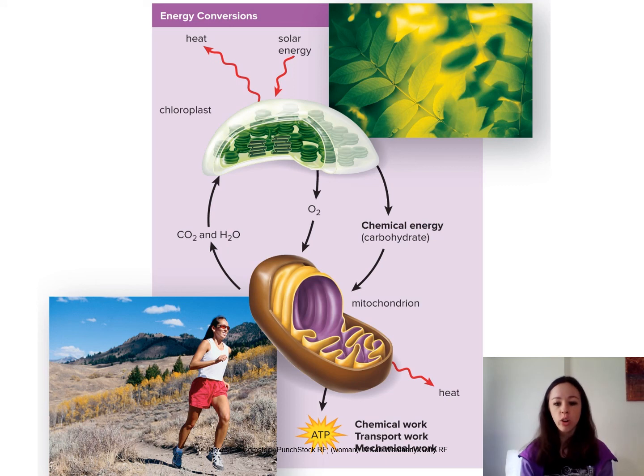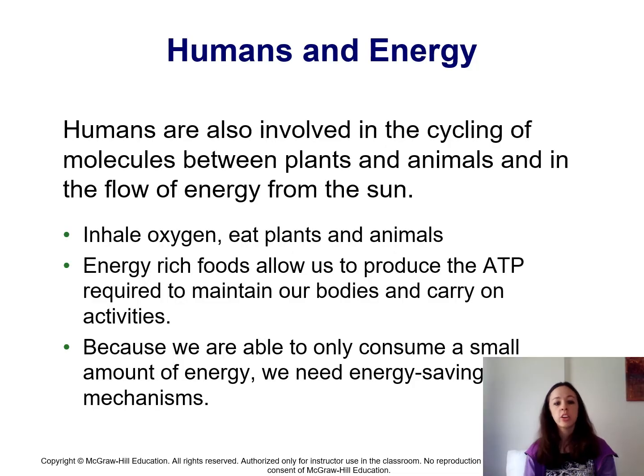Photosynthesis happens in the chloroplast organelle of a plant cell, and cellular respiration happens within the mitochondria of an animal cell. You guys can think of the chloroplast and the mitochondria as opposite organelles that work together to create usable energy for every organism. Humans are also involved in the cycling of molecules between plants and animals and in the flow of energy from the sun. We inhale oxygen, we eat plants and animals, and these energy-rich foods allow us to produce the ATP required to maintain our bodies and carry on activities.